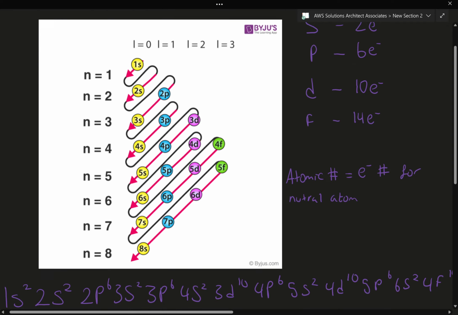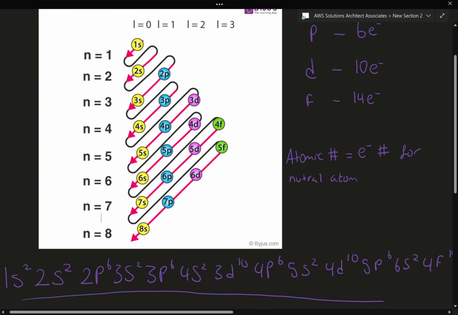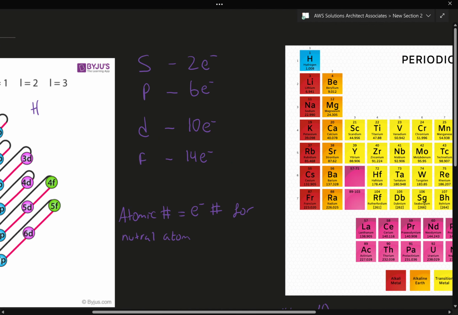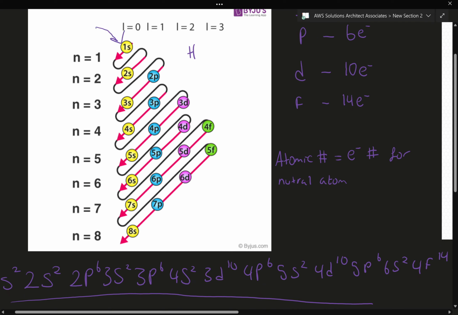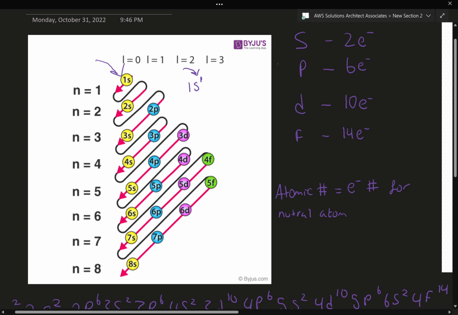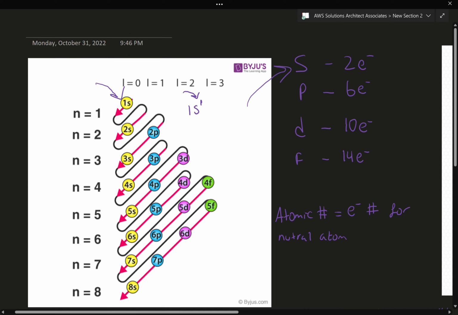If I ask you what is the electron configuration of hydrogen, all you need to do is look on your periodic table and find out how many electrons hydrogen has. And hydrogen has 1 electron. So we're going to do this in order, and the first suborbital that you see here is 1s. So we're going to put 1s, and we're going to put 1 up here. This number up here signifies the number of electrons. And if you remember, the s suborbital contains a maximum of 2 electrons. You can't put more than 2 electrons in there. This here is the electron configuration of hydrogen.